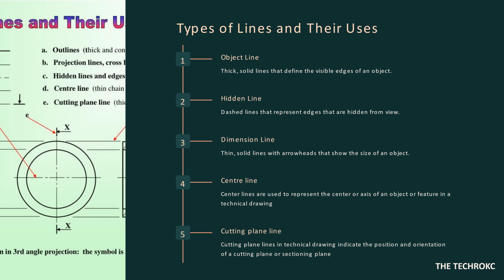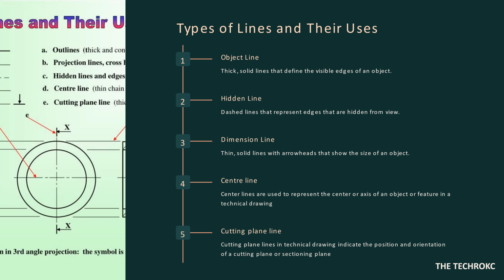Next, we have the hidden lines. The hidden lines are dashed lines that represent edges that are hidden from view. They consist of short dashes which are used to represent edges or parts that are hidden from view.